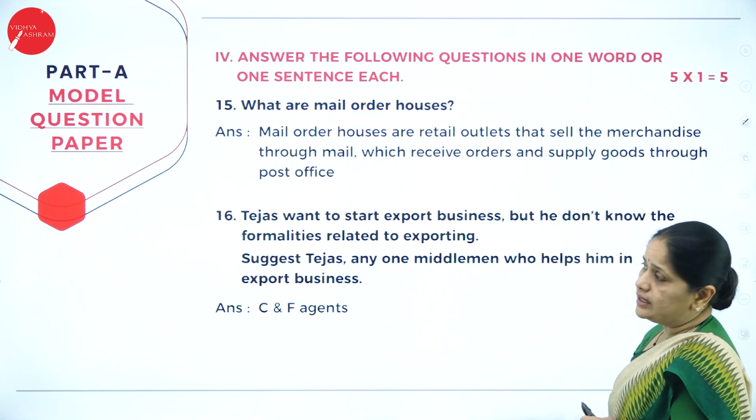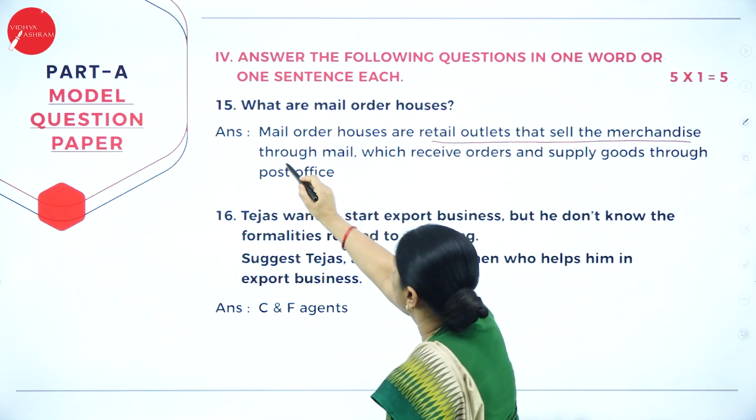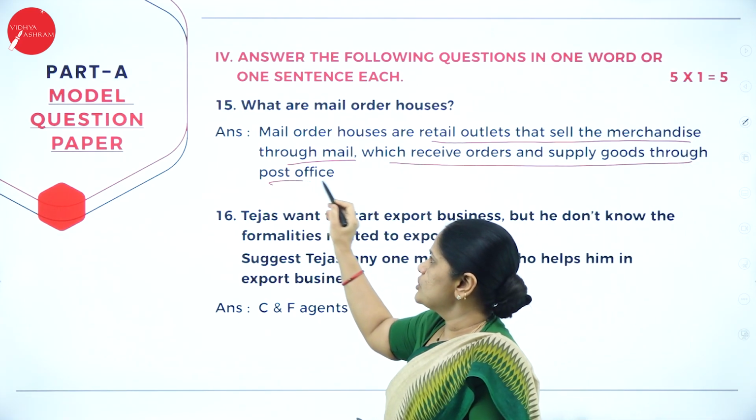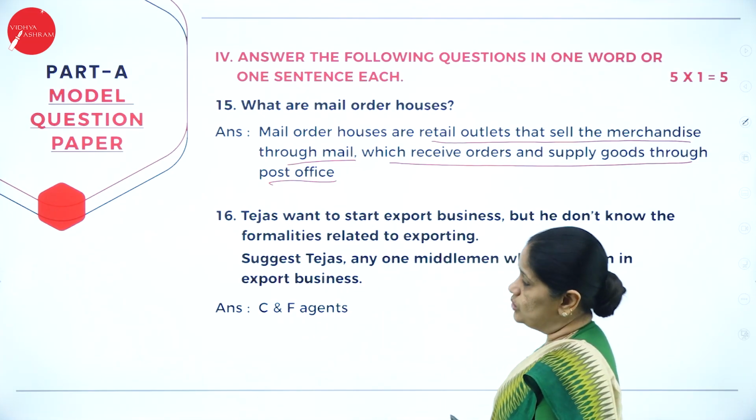Then what are mail order? Mail order houses are retail outlets that sell the merchandise through mail, which receive orders and supply goods through the post office. So they get orders through the post and send the goods through the post.